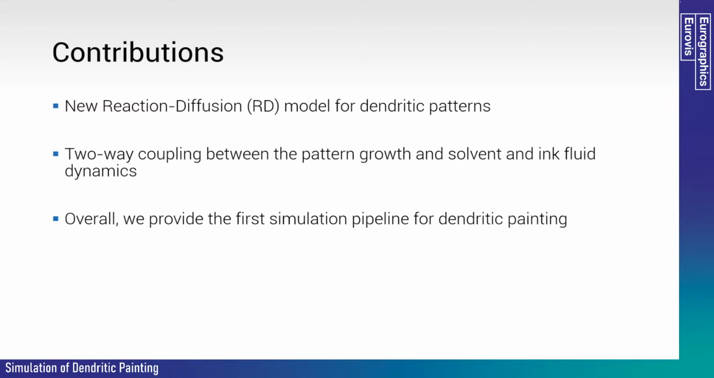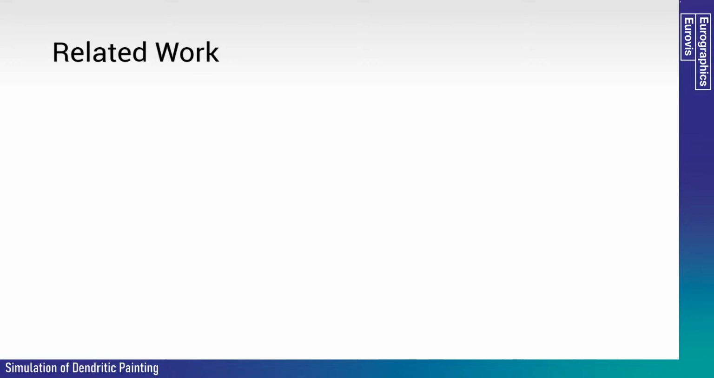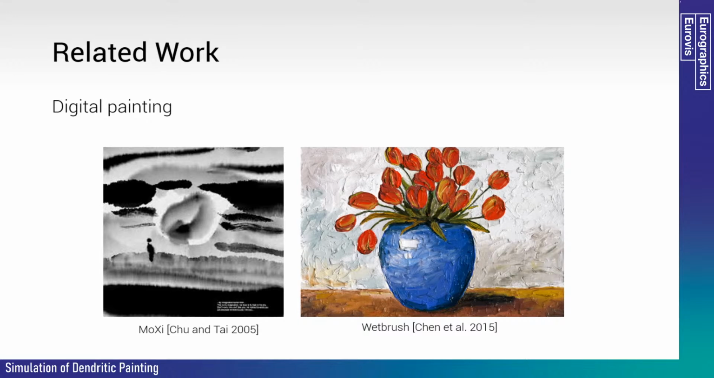There are two main fields that are related with our work: digital painting and dendritic pattern growth. Digital painting is a well-known area in computer graphics, as there has been a lot of interest from the industry to be able to paint in a digital media. Some works close to our dendritic painting simulation are watercolor simulations like Moxie from Chu et al., where they simulate the interaction of water, ink, and paper in a multi-layer simulation pipeline. Other recent works handle oil painting like Wet Brush from Chen et al., that shows that there is still interest in this field and that it can be improved.